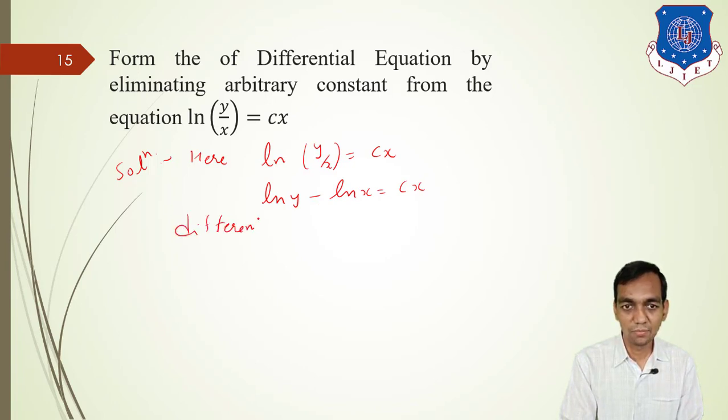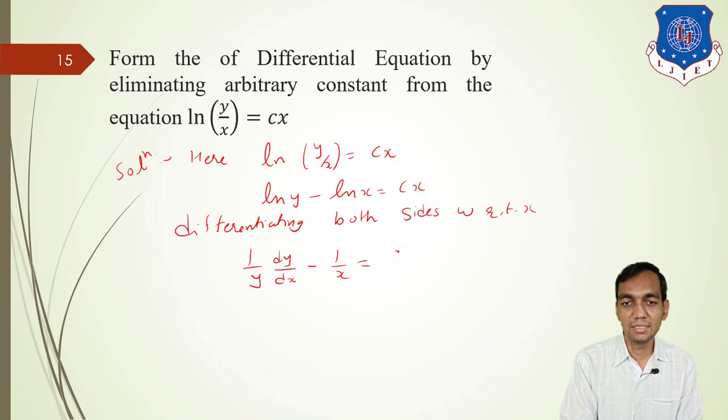Now differentiating both sides with respect to x. Log y has the derivative 1 upon y times dy by dx, minus log x has the derivative 1 upon x, and cx has the derivative c. So once you have the value of c, this is equation 1 and this is equation 2. From these two equations we have to eliminate c. So simply we are going to substitute this value of c in equation 1. So, putting the value of c in equation 1.